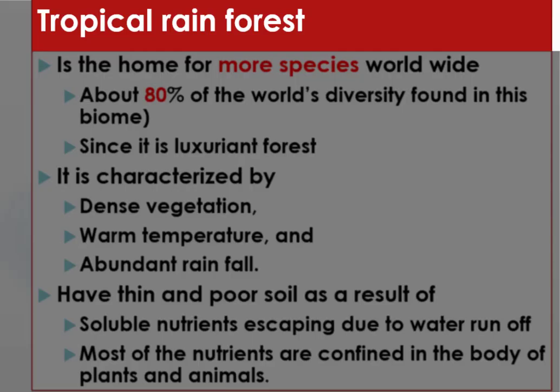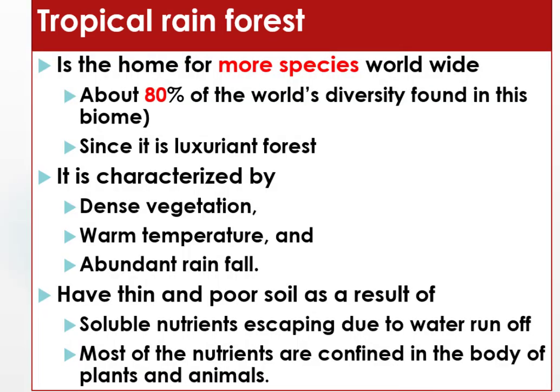One of the terrestrial biomes is tropical rainforest. Tropical rainforest is the home for more species worldwide. It supports about 80% of the world's diversity. In this case, we call this biome luxuriant forest. This tropical rainforest is mostly characterized by dense vegetation, warm temperature, and abundant rainfall.